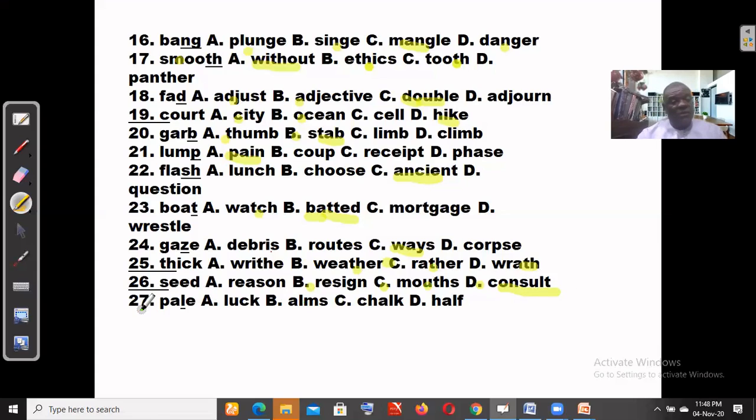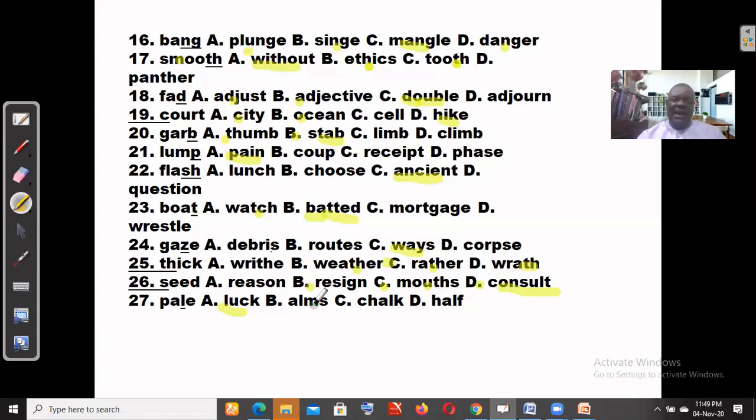Then question 27, we have the word pale, and underlined is L, which represents the sound L. Then option A is lack. Again, immediately here we can notice the sound L, pale, lack. So we can notice the sound of L in both words. Obviously, option A is the answer, but let's look at other options.